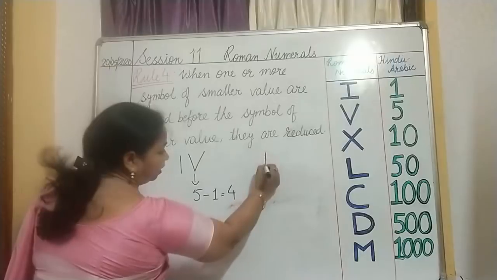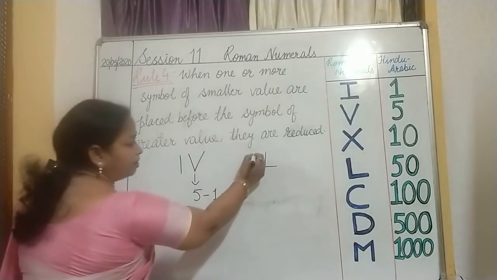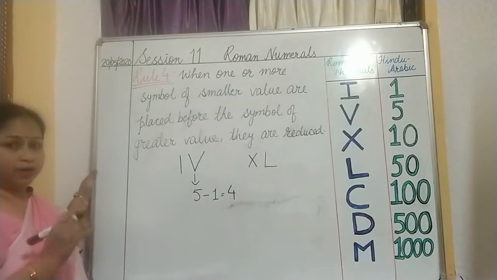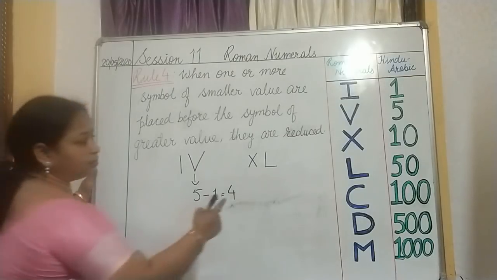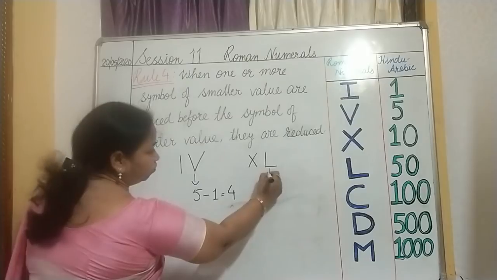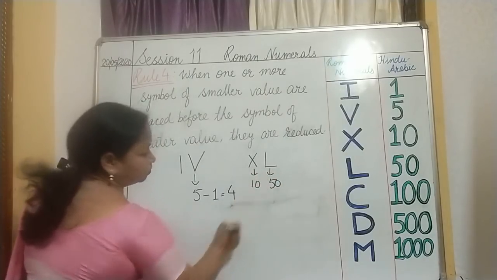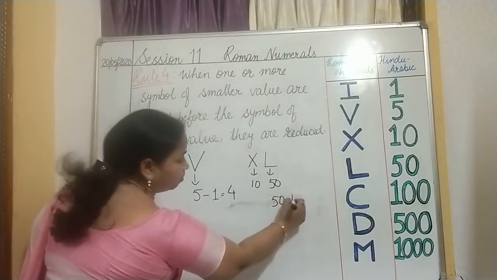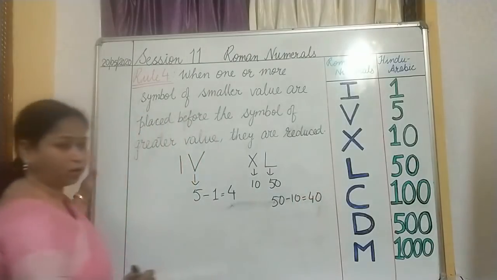So L is a greater value, isn't it? Right? And if I write X over here before the greater value, then what will be the answer? This stands for what? 50. This stands for what? 10. So what are we doing? What is the relation now? 50 minus 10 and you will get your answer as 40.